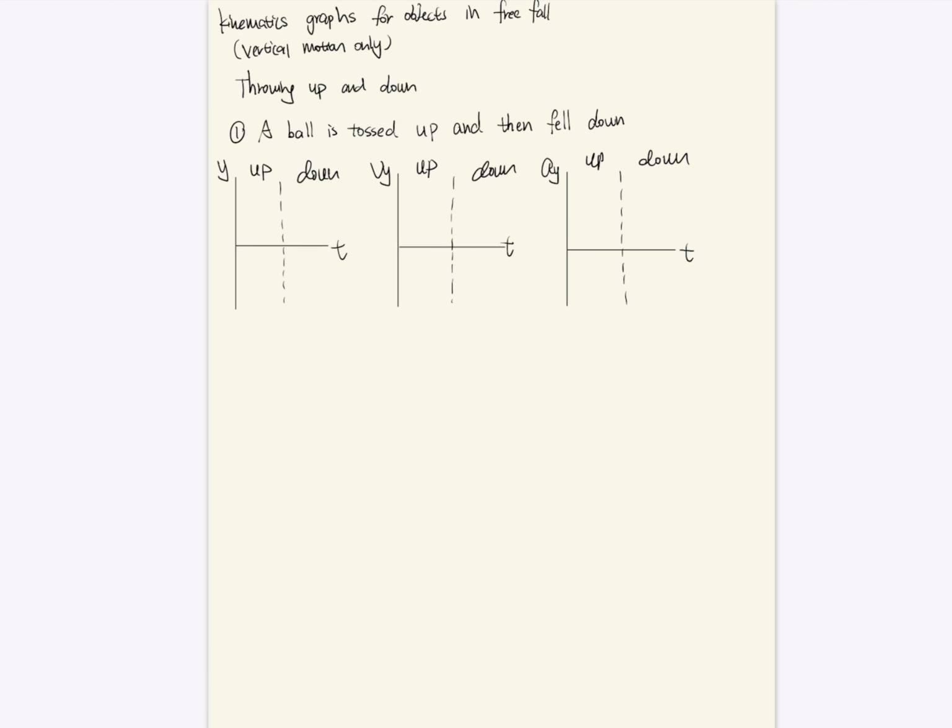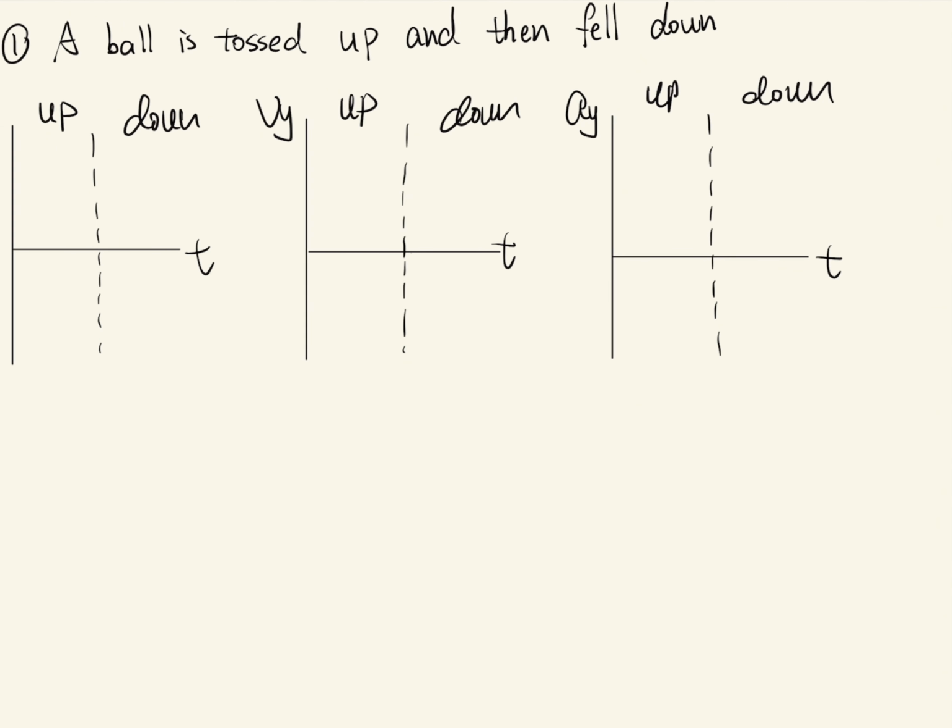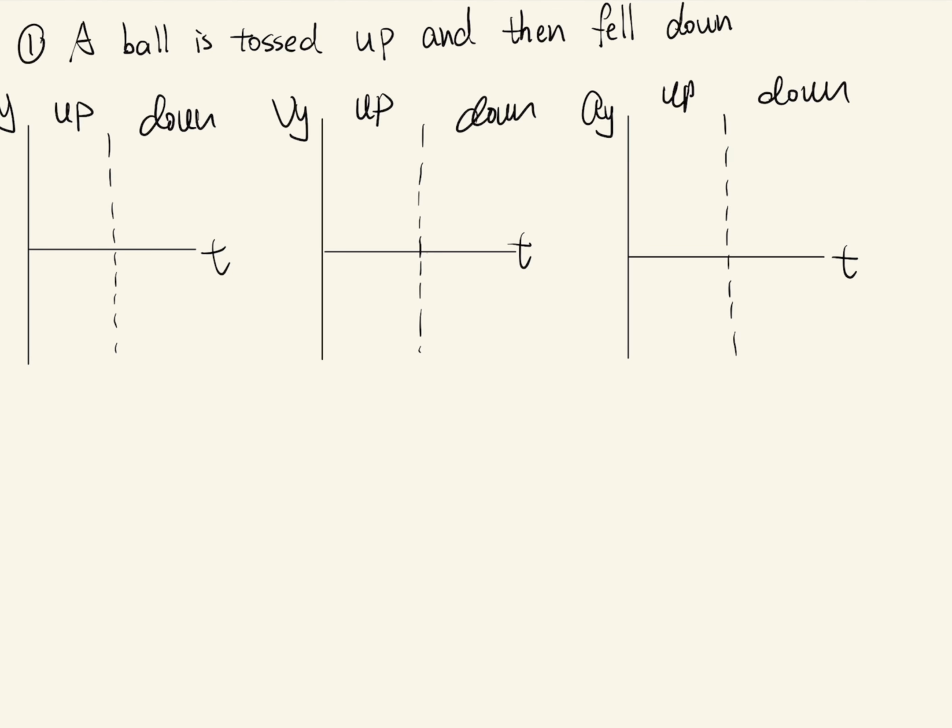Now, what does a graph for an object in free fall look like? We can think about the example over here. But in this video, we're just going to talk about the kinematic graph for vertical motion only. And for the next video, we might talk about combining the horizontal motion and vertical motion together. But for this video, we can just think about a ball that is tossed up and then falls down.